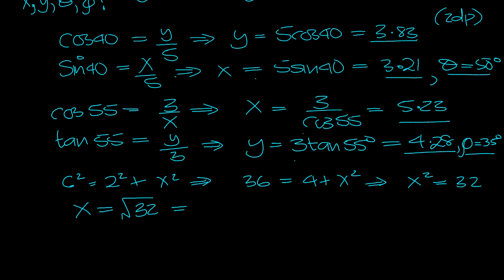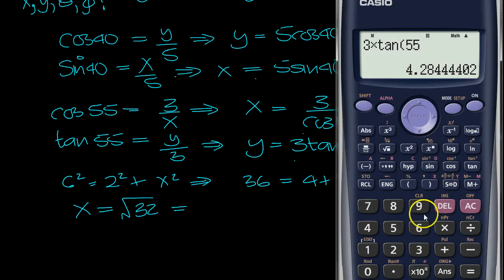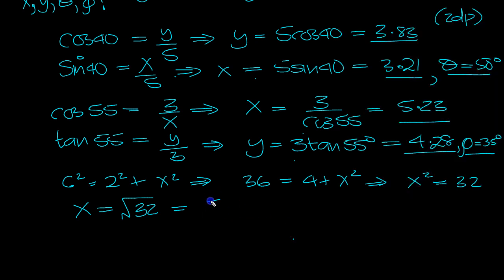So let's do that then. It's square root 32. Square root of 32. Decimal 5.66. And that was 4 root 2 in surd form if we want to use precise form. So that was x.